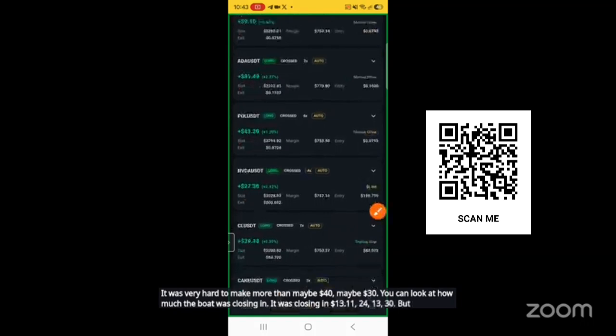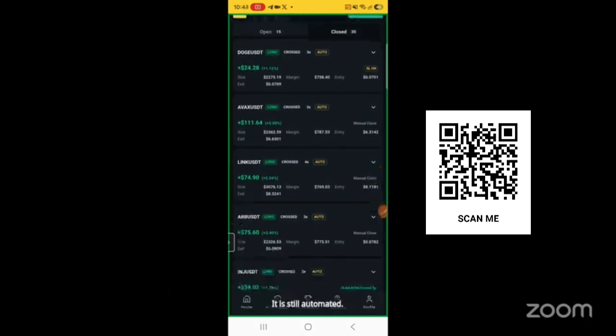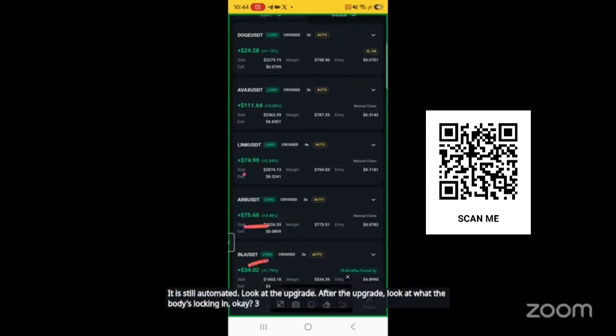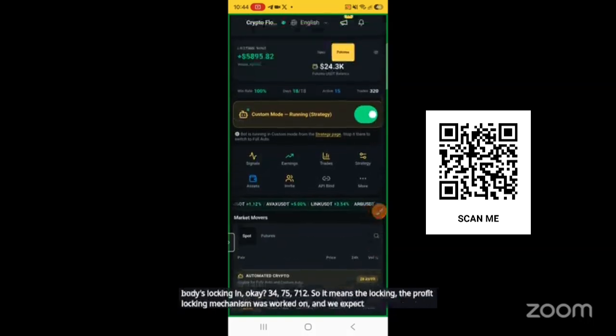But after the upgrade, I want you to look at this. This is still automated. Look at what the bot is locking in after the upgrade. 34, 75, 70. So it means the profit locking mechanism was worked on, and we expect to make bigger and better profits.